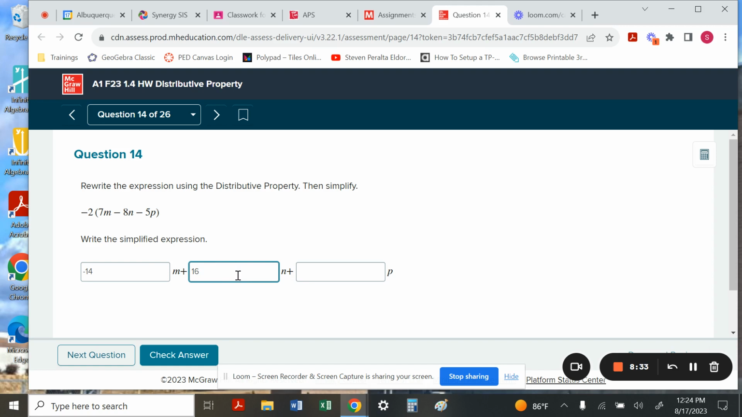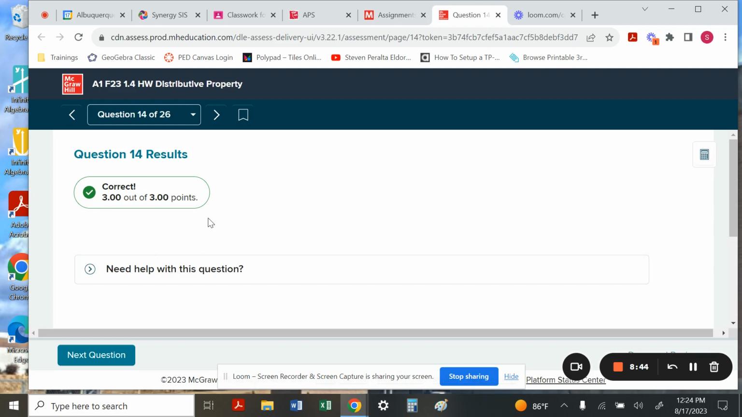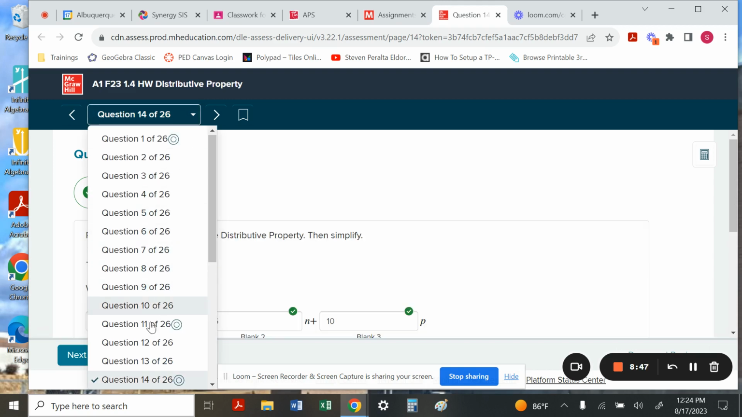And then I don't have to put the n in. If you do, you'll get an error because the m and the n are already there. And then the last one's the p, so those two are going to be 10. And then I can check my answer, and you'll notice that I get that correct. So let's go over to problem number 21.